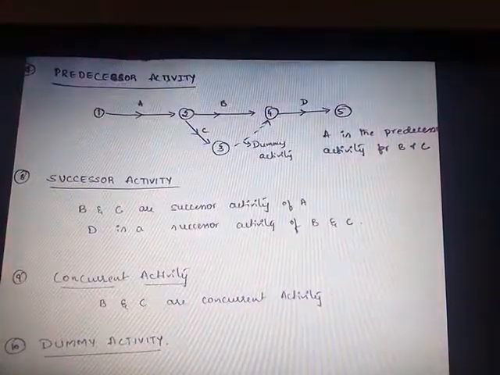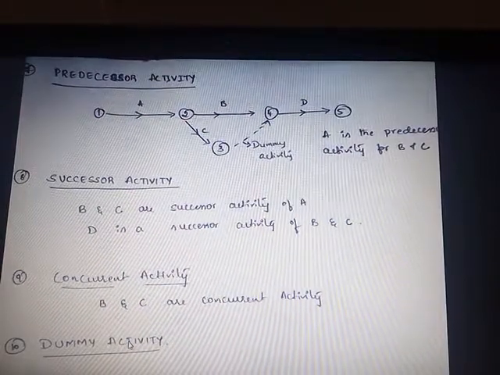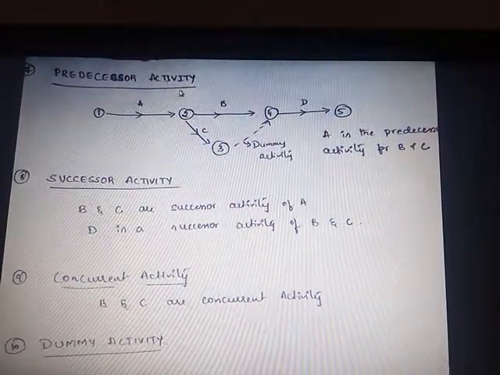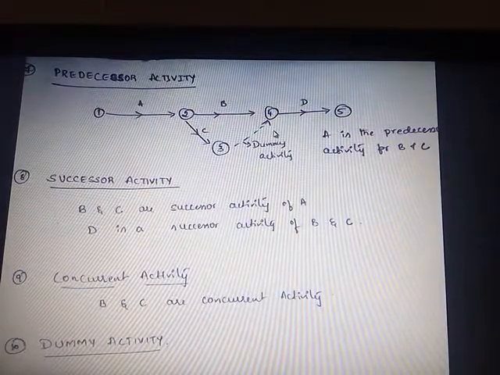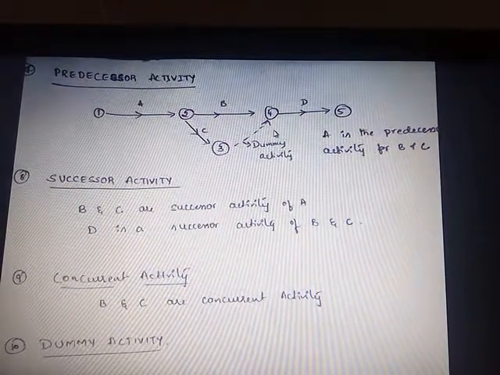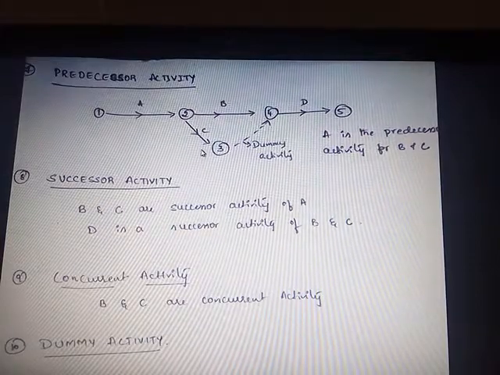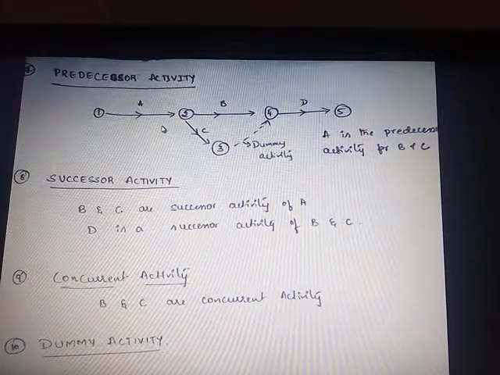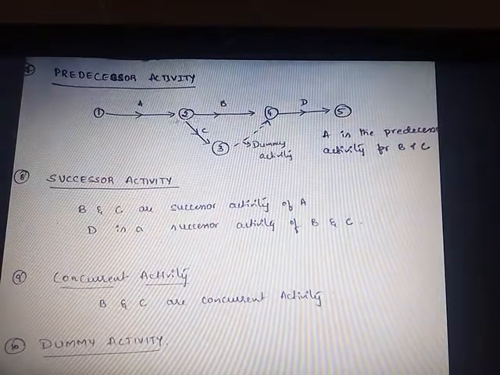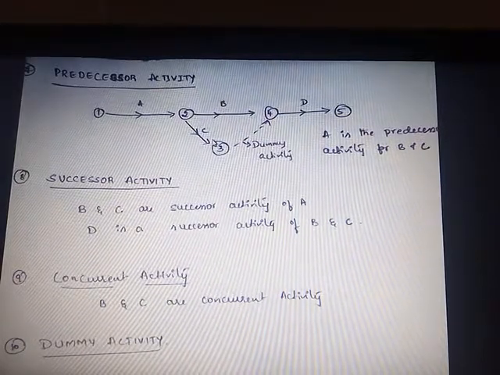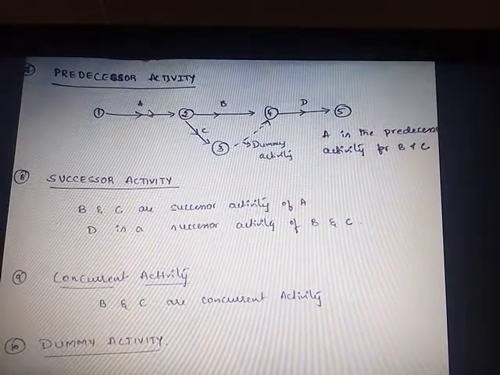Next, predecessor activity. Predecessor activity is an activity which has to be completed in advance of the starting of another activity. Here A is the predecessor for B and C activities. In order to start the B and C activities, A should be done.